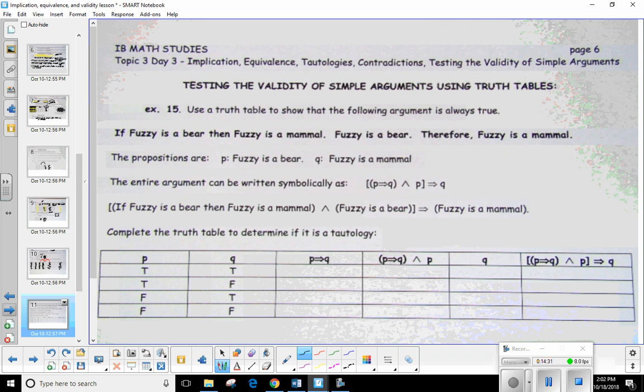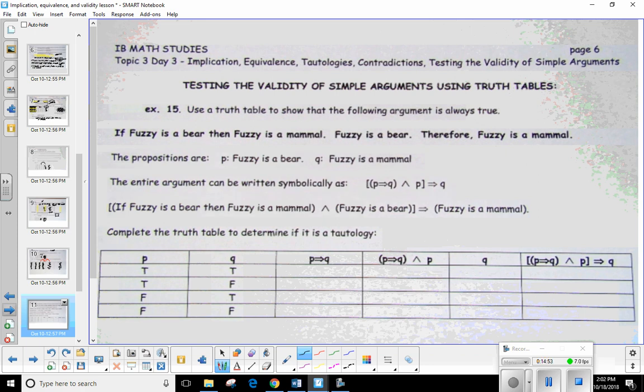So we've got these statements here. If Fuzzy is a bear, then Fuzzy is a mammal. Okay, there's my implication statement. Fuzzy is a bear, therefore Fuzzy is a mammal. So look at my propositions, okay? We've got that Fuzzy is a bear, and the consequent, Fuzzy is a mammal. Okay, the entire argument can be written symbolically like this.